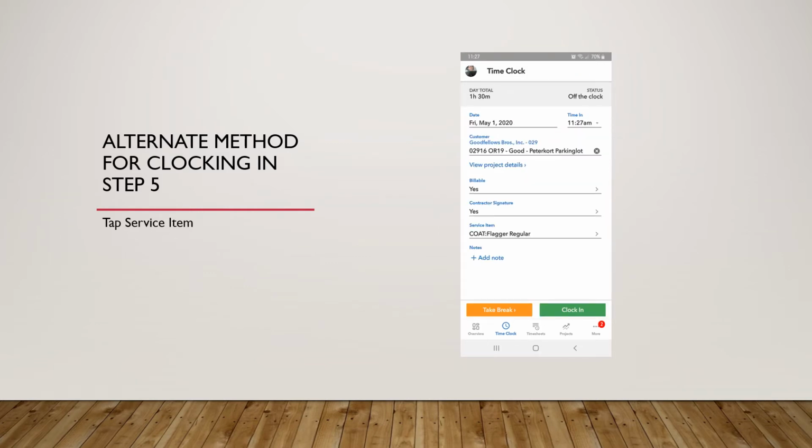Once you have selected the project you will be working on, TSheets automatically brings you back to the time clock. Next, we are going to tell TSheets what work we will be doing today. Start by tapping on Service Item.